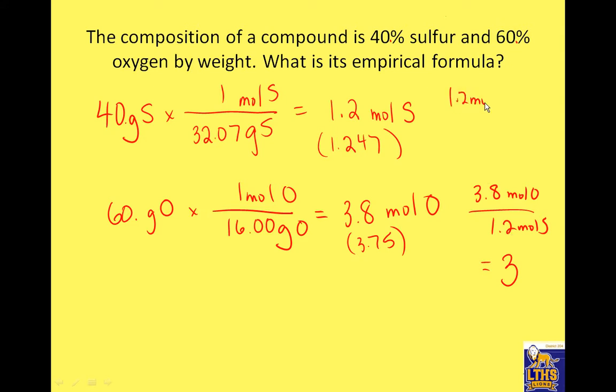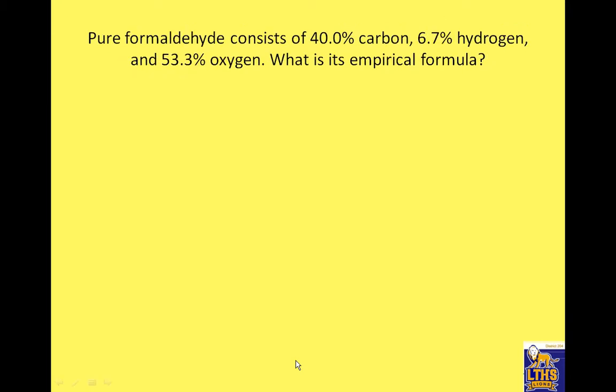If I take 1.2 moles of sulfur and divide by 1.2, so actually the bottom number is really just a divisor. Sorry. And so this is equal to 1 mole of S. So 1 mole of S, 3 moles of O. And so if a compound has a ratio of 1 mole of S to 3 moles of O, that compound is SO3. Okay. So that's the empirical formula of that compound.